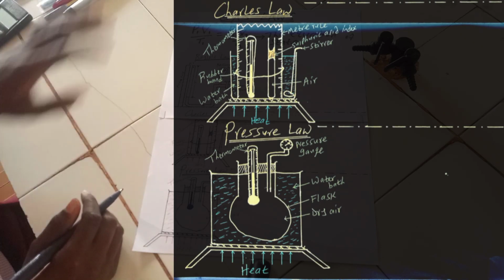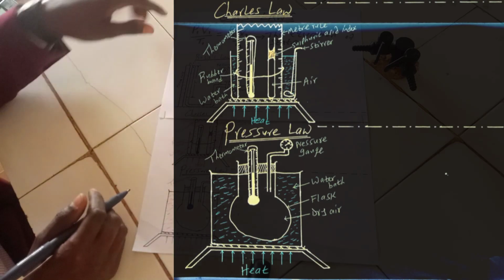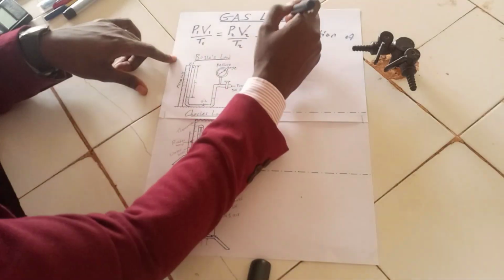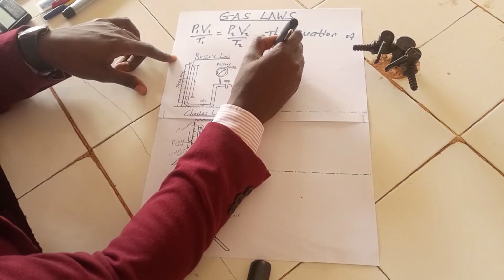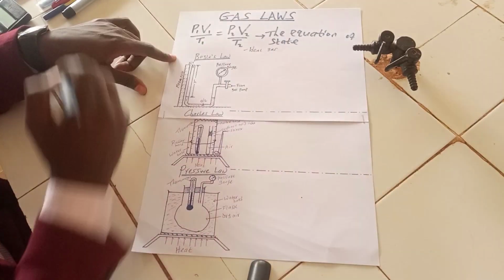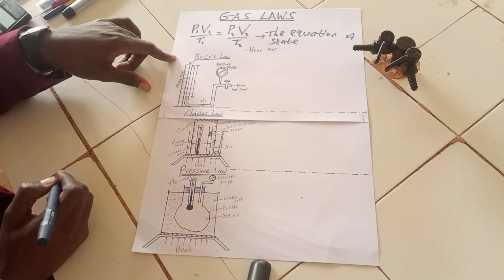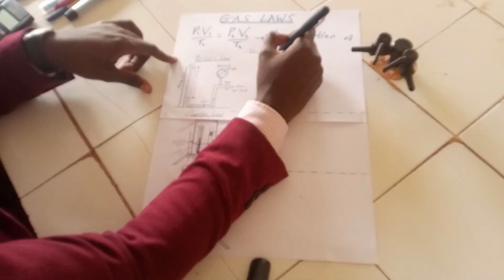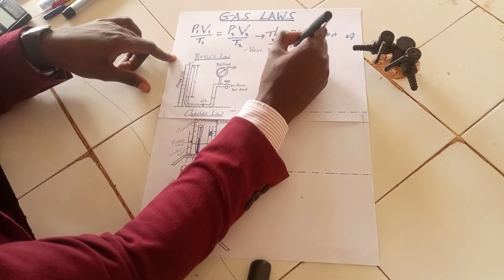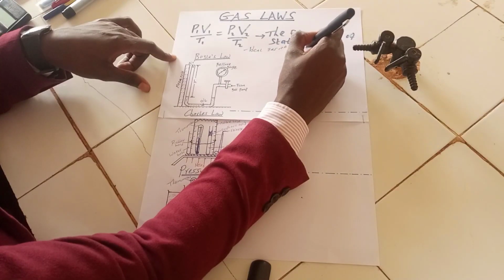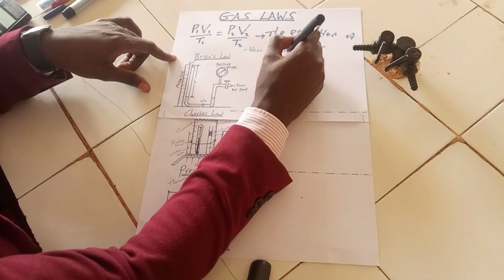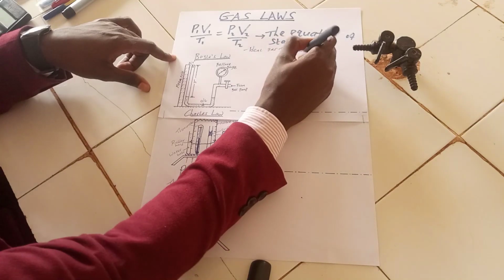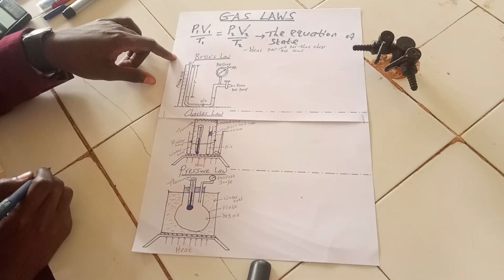So first of all, it's important to understand that gas laws only apply for an ideal gas. An ideal gas is a gas that obeys gas laws.